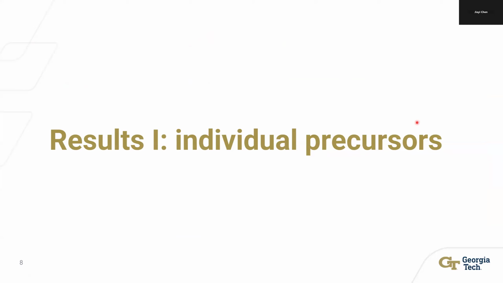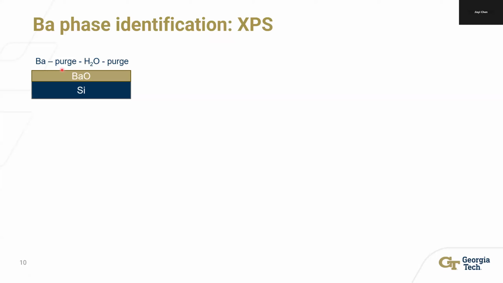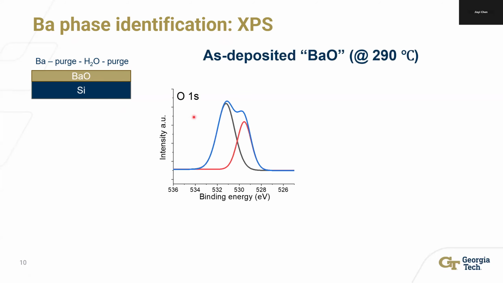So let me transition to the results, and first we study the precursors individually. The first thing that we did was to identify the barium phase by XPS. So we run this simple experiment. We take a silicon wafer and we run this simple recipe where we dose barium and purge, and dose water and then purge, and we hope to get barium oxide. And I take this sample to do XPS to see what I get.